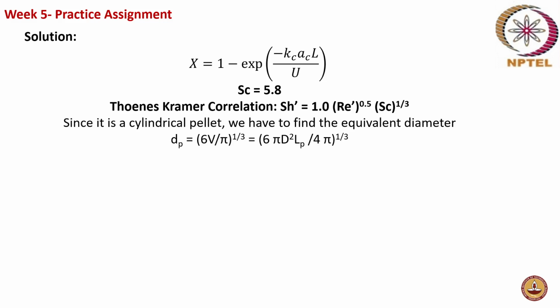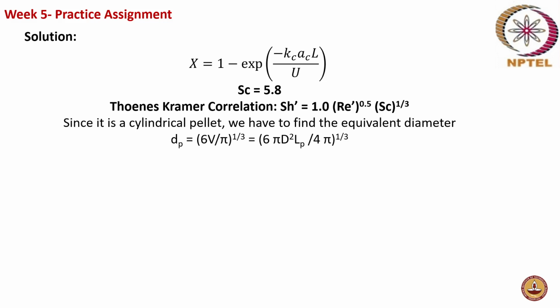Now, since it is a cylindrical pellet, where they have given the diameter of the pellet as 0.25 x 10^-2 meters and the length of the pellet as 0.5 x 10^-2 meters, we have to find the equivalent diameter, because this Thiernes-Kramer correlation is for a spherical catalyst. So we have to convert the diameter and length to an equivalent diameter.